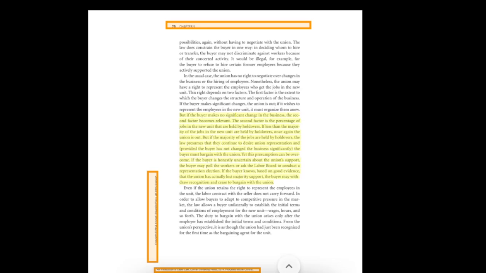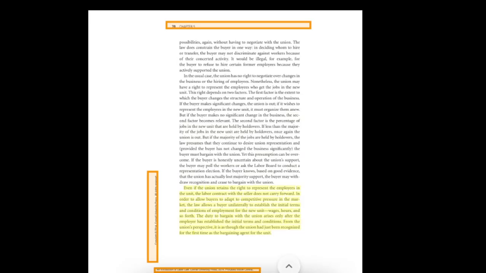Yet this presumption can be overcome. If the buyer is honestly uncertain about the union's support, the buyer may poll the workers or ask the labor board to conduct a representation election. If the buyer knows, based on good evidence, that the union has actually lost majority support, the buyer may withdraw recognition and cease to bargain with the union.